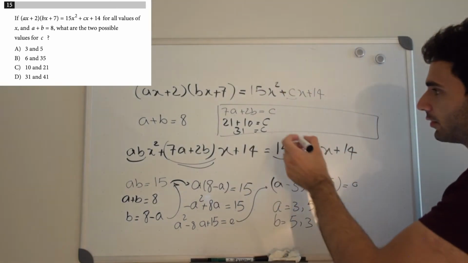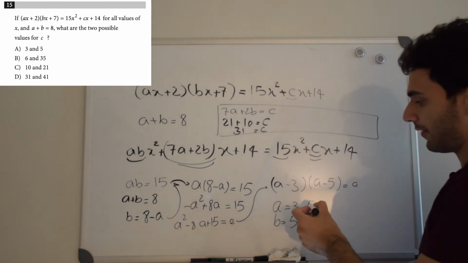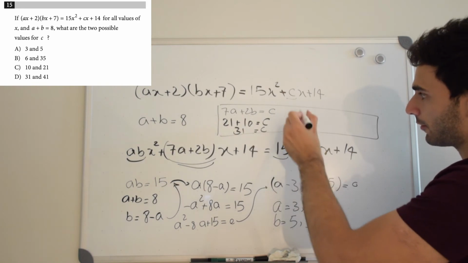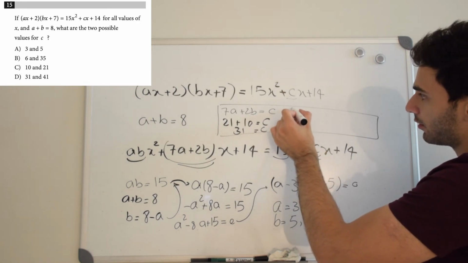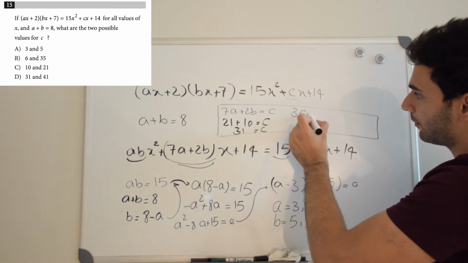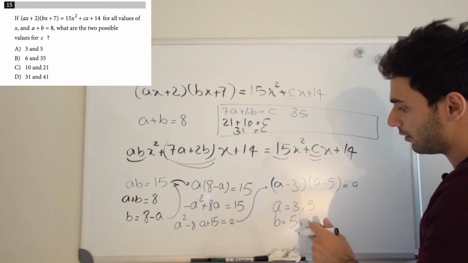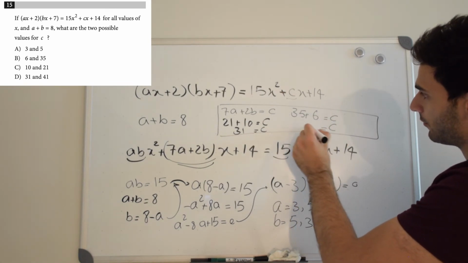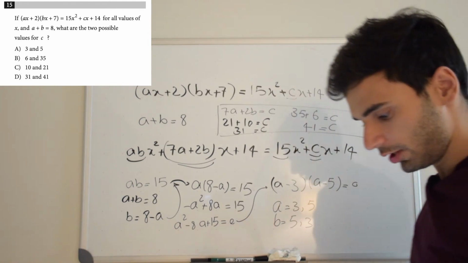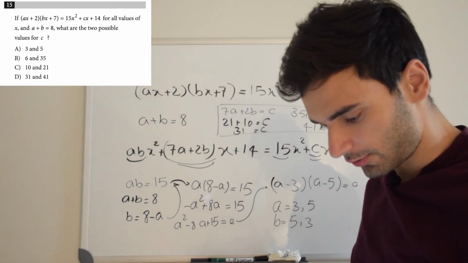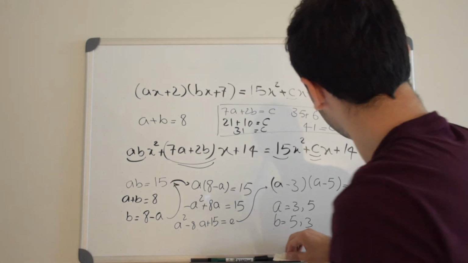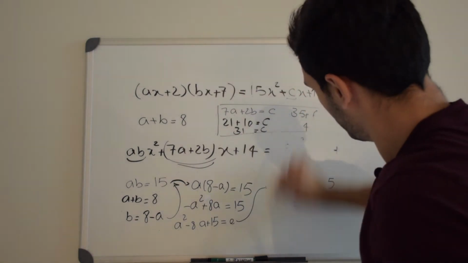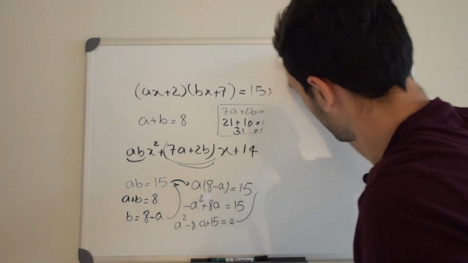But let's continue solving. Let's see the other scenario. If a is 5, b is 3. 7 multiplied by 5 is 35, plus 2b, 6, equals c. Then it's going to be 41. Done. So D is the answer to this question. Question 16. All right, I'm just going to erase this.